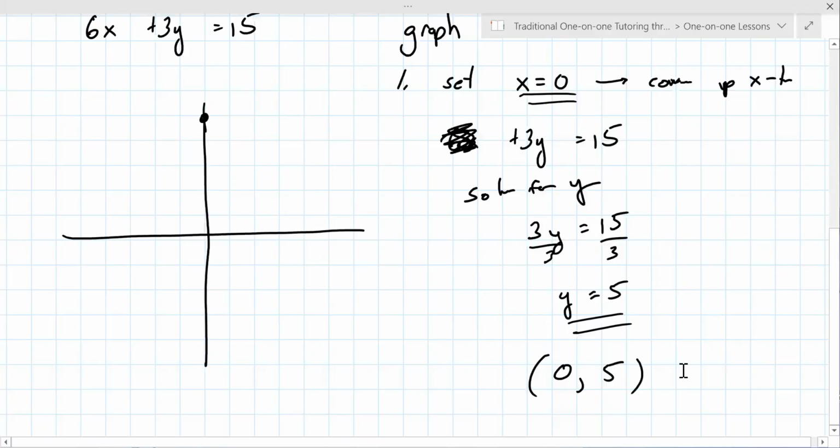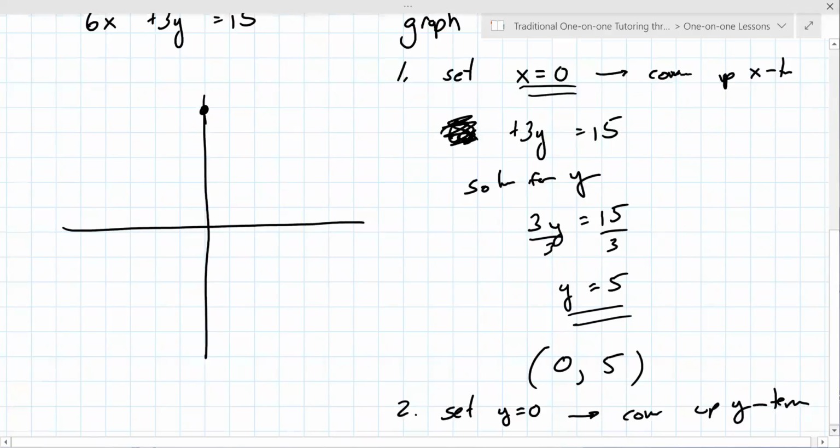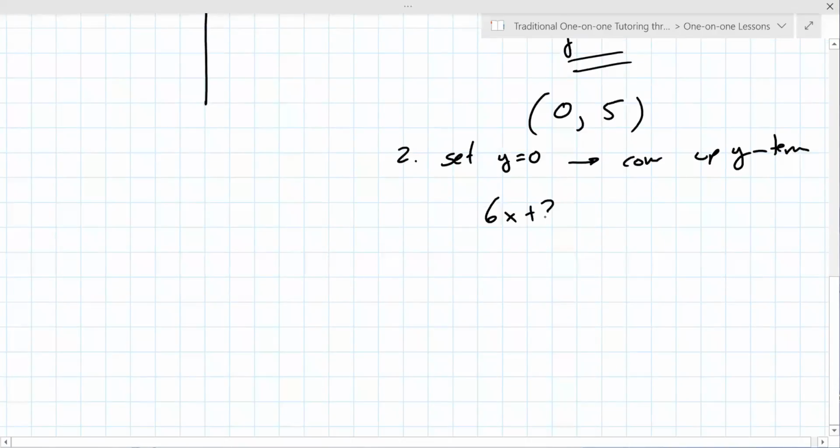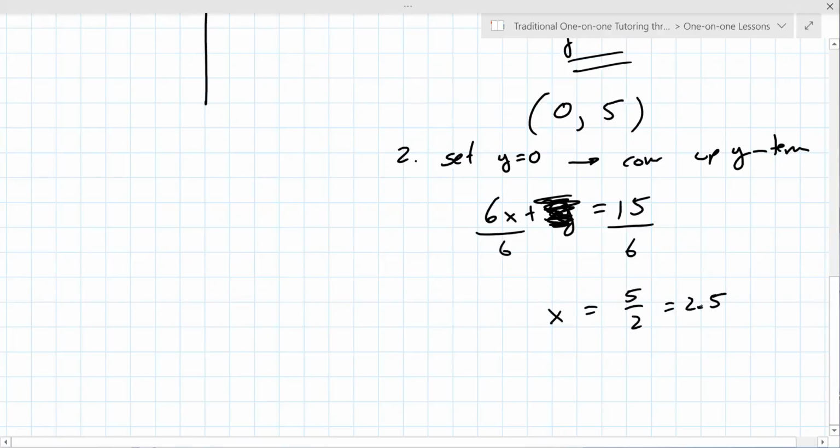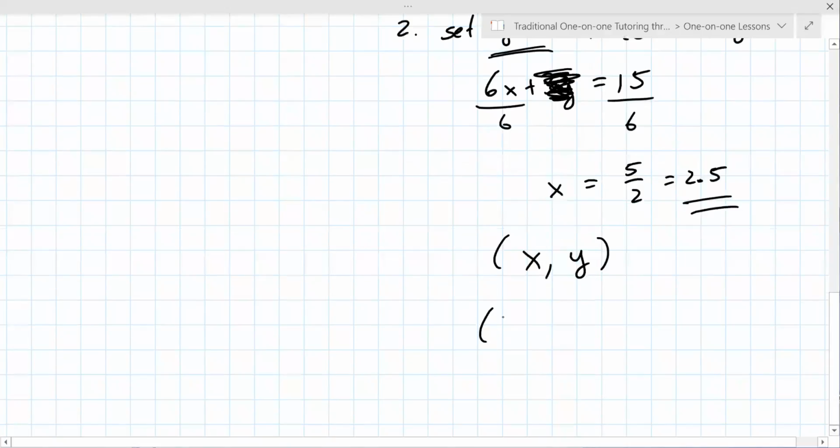Then you set y equal to 0. So you cover up the y term. You have 6x plus 3y equals 15, and you pretend like that's not there. Then you divide by 6. Now this one doesn't work out as nice. This becomes 5 over 2, which is 2.5. When y is 0, x is 2.5. The ordered pairs always go x comma y. So this is 2.5 comma 0.